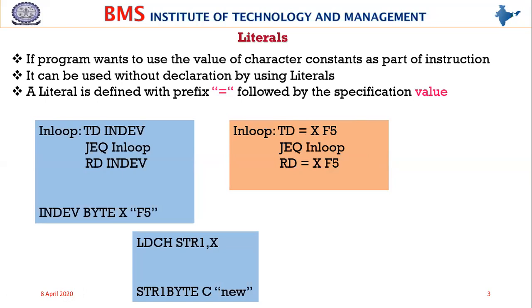Similarly, we have used LDCH STR1 comma X, which is copying the string constant to the accumulator, character by character. But now instead of that, we are using the LDA instruction and specifying equal to C, that is C new. Directly, we are specifying the value of the literal to be loaded to the accumulator. The entire string will be copied into the accumulator. No need to use index addressing for this.